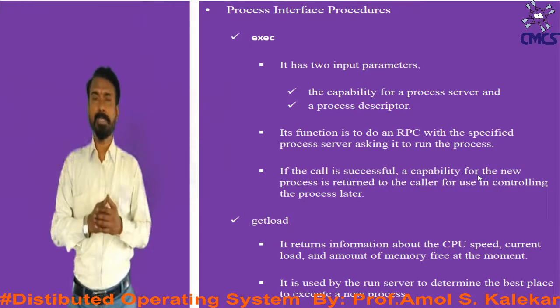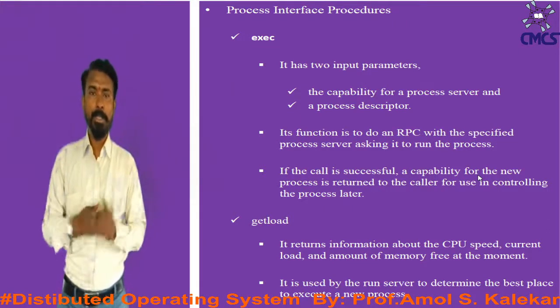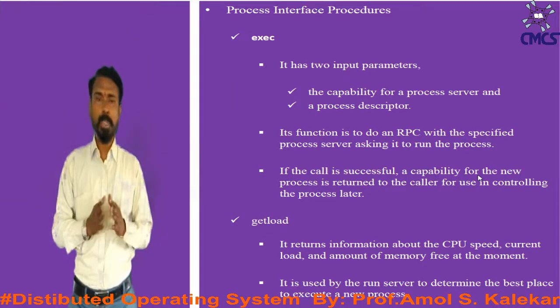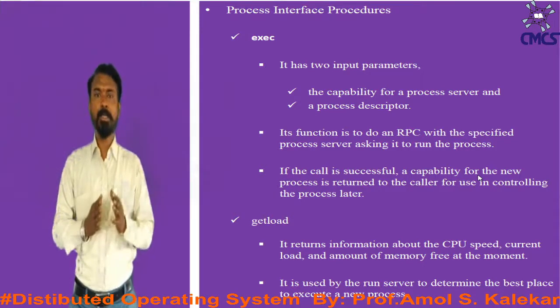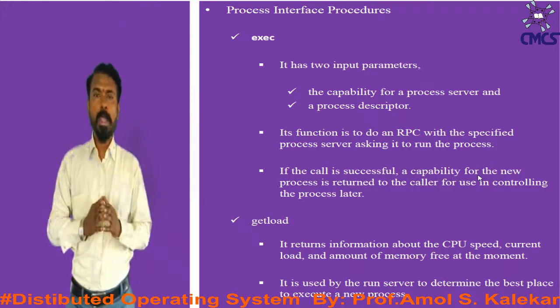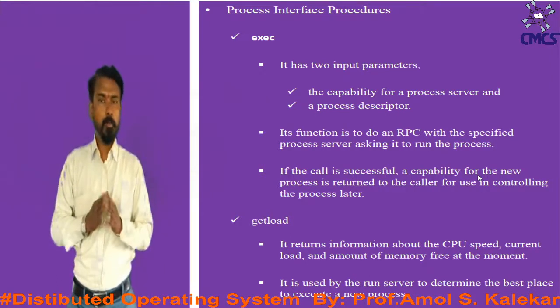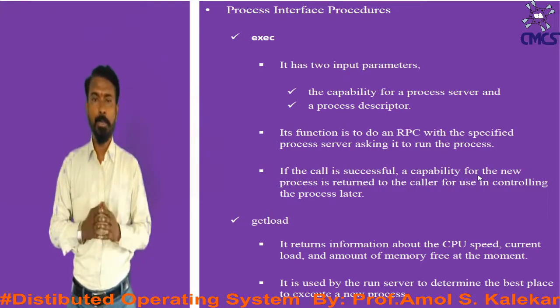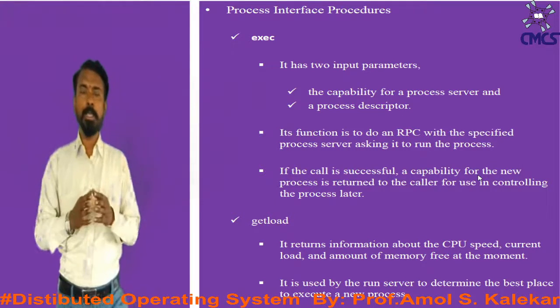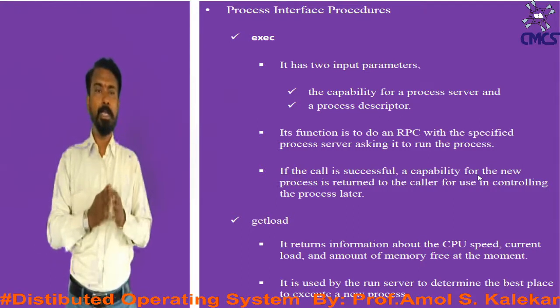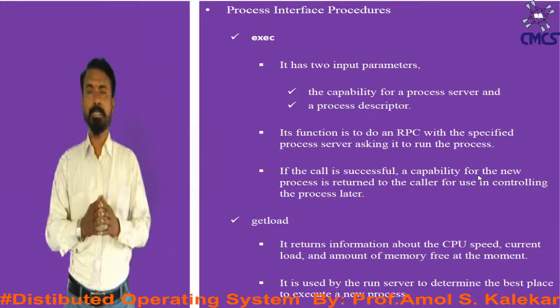Then the second one is getload. It returns information about the CPU speed, the current load, and the amount of memory free at that particular moment. It is also used by the run server to determine the best place to execute a new process.